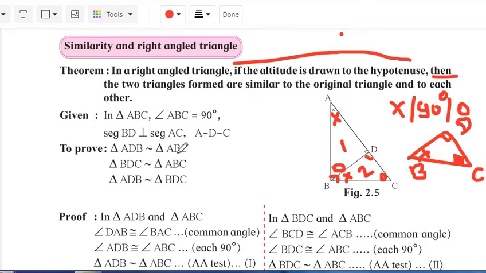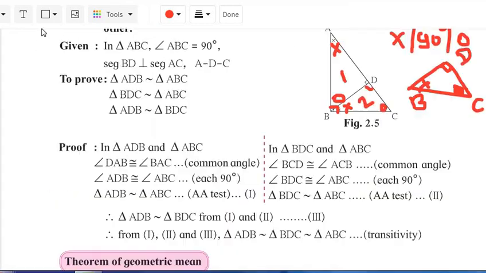Then see here, if this ABC is the same, then ADB similar to BDC. Did you understand? See again: ADB, cross 90 0, ADB similar to ABC. Then in this triangle, cross 90 0 means BDC, BDC similar to ABC. And now ADB similar to BDC, that is what we have to prove. In the proof, what do we take first? Any two triangles. First take these two triangles, triangle ADB and triangle ABC.